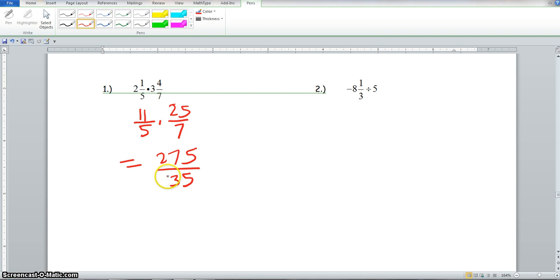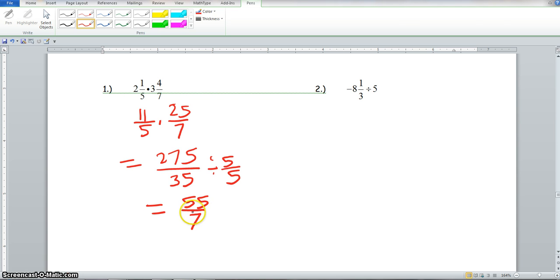Now, we can simplify this. 275 and 35 has 5 in common. We can divide the numerator and denominator by 5. Our denominator would be 7. Our numerator would be 55. So now we have 55 over 7.